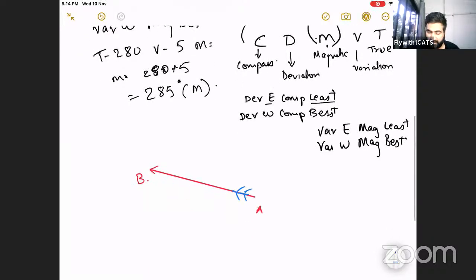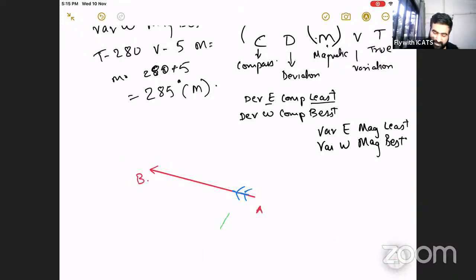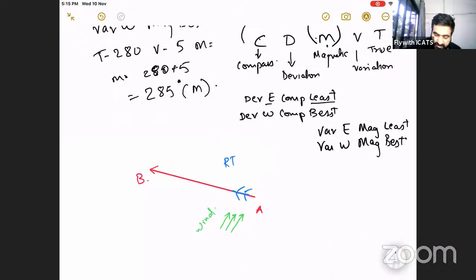All right. Now what happens is the air is not always still. When I say still, it means zero wind or nil winds. There will be times when the wind will be blowing from this side. If the wind is blowing from this side, what will happen? In this case, the aircraft required track was 285 magnetic, and the aircraft heading, as you see, both are in the same direction, is also 285 magnetic. Your required track and your heading will always be the same when there is nil wind.